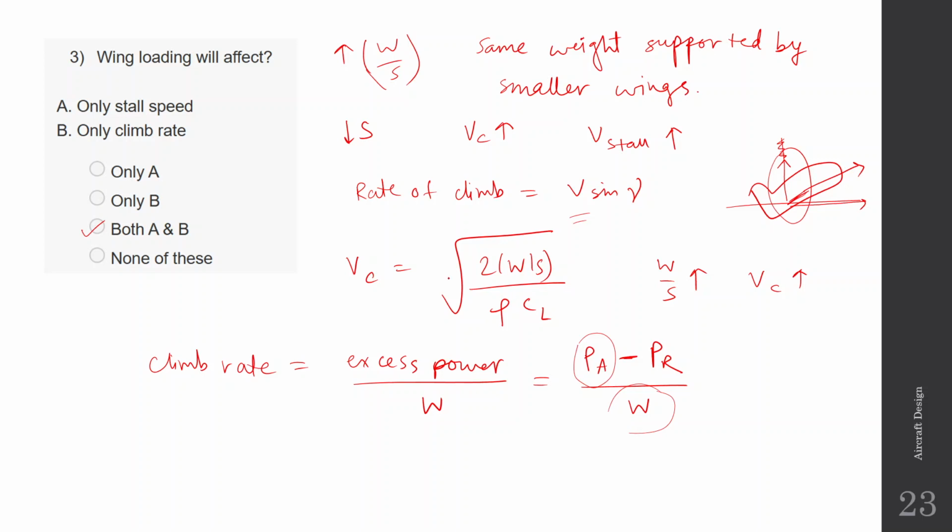And if we fly at higher W by S, higher wing loading, then we have to fly at higher velocity, which will require more power. So your excess power will decrease. That is how the wing loading will affect the climb rate also. So the wing loading will affect both the stall speed and the climb rate.